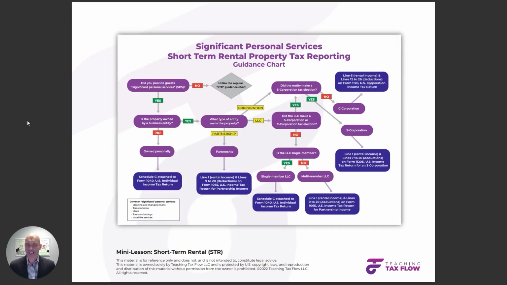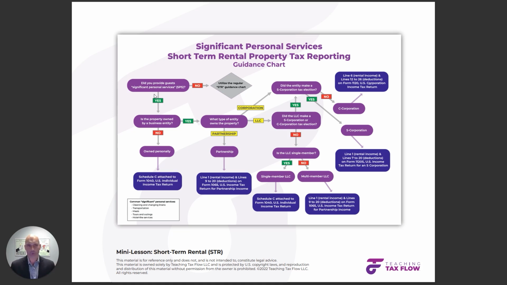Let's jump in. I know there's a lot going on, but our first flowchart we're so excited to share with you is the flowchart for if you are providing significant personal services. We have another flowchart that we're going to share next that is for if you do not provide guests with significant personal services. The vast majority of people are going to flow into that flowchart.